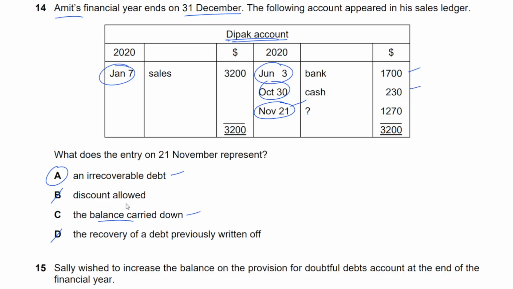Right? So this one's a bit tricky. When I first saw it, I was a bit confused with it. There are some hints, like the date, that's one hint. For the discount allowed, the hint is that it's not going to be that big. 1,270 cannot be discount allowed. So, yeah, A should be the answer. Let's move on.